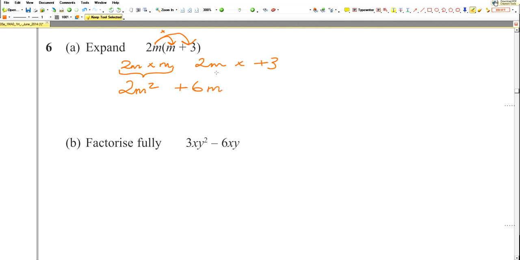We all know that 3 is positive anyway. But why have I put the sign with it? Because the sign gives us the sign for our answer. 2m times by plus 3 gives us plus 6m. So that tells us what to put here.